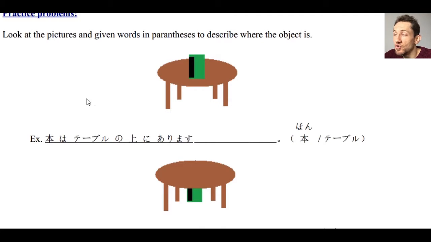So you will look at the picture and describe what is going on in the picture. So we have an example. So we have hon and teburu. So in case you were wondering, I drew these amazing images myself. I'm quite the artist, as you can tell. But anyway, so here we have an example. So 本はテーブルの上にあります. So we have 本, テーブル. So just using the structure that we looked at before, we can make a sentence.